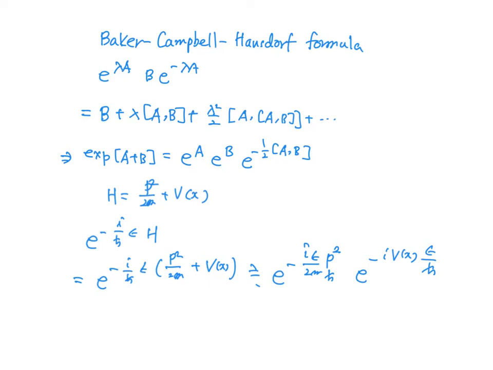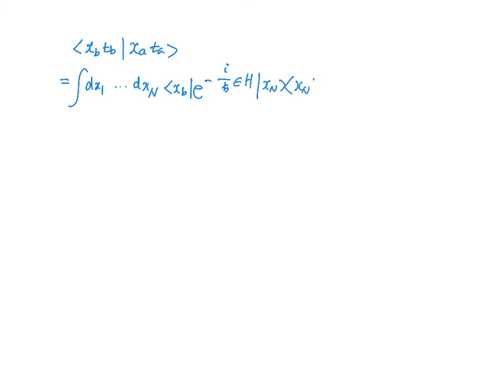Then we can calculate the probability amplitude of xb, tb, xa, ta, which is given by the following integral: dxn, xb exponential minus i over h bar epsilon H xn, exponential minus i over h bar epsilon H xn minus 1, and dot dot dot, x1 exponential minus i over h bar epsilon H xa.